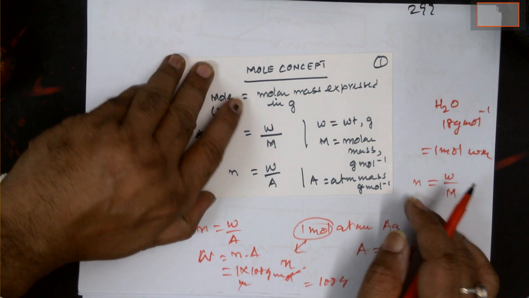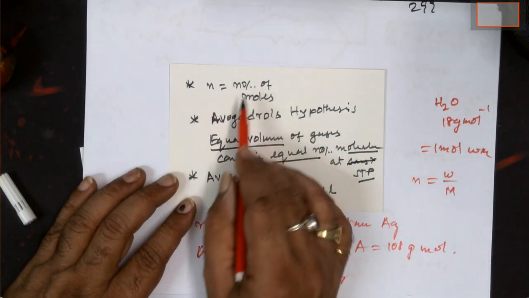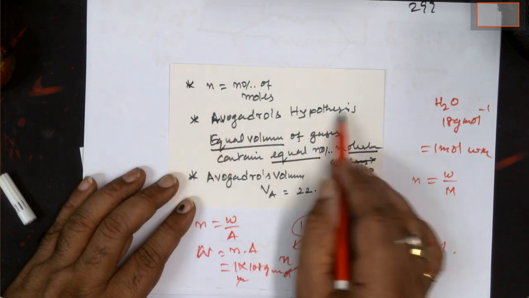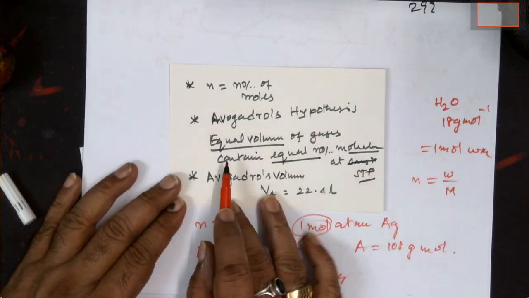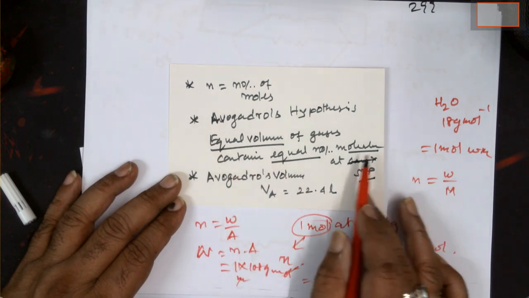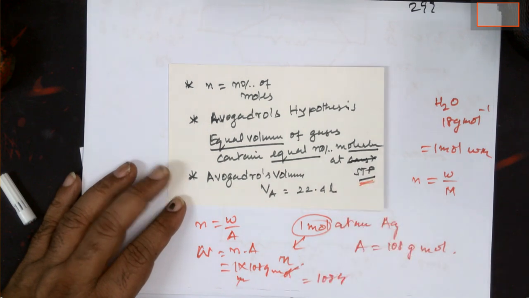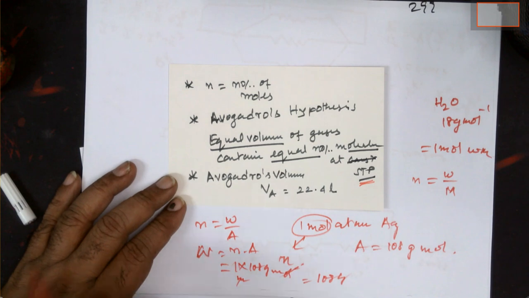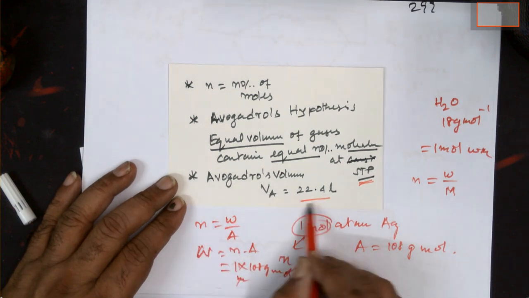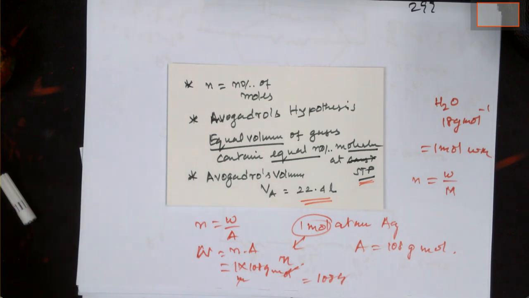And similarly, N is equal to number of moles. You know something about Avogadro's hypothesis, which states that equal volumes of all gases contain an equal number of molecules at standard temperature and pressure. This is called STP. Avogadro's volume is 22.4 liter, just like Avogadro's number is 6.02 into 10 power 23.